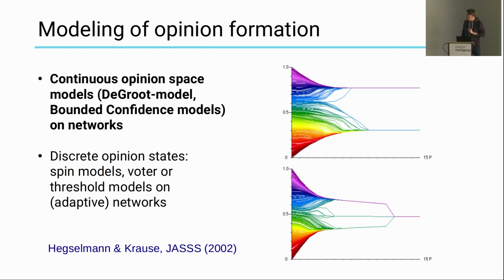opinion. So this is, again, there's a whole zoo of potential models. This is just one example. You can have discrete opinion states, you can have continuous opinion states, you can have spin models, voter threshold models, and here this is kind of an all-to-all coupling, but you can have also, again, networks on which this opinion takes place, and you can have even adaptive networks. There's a whole literature on this.